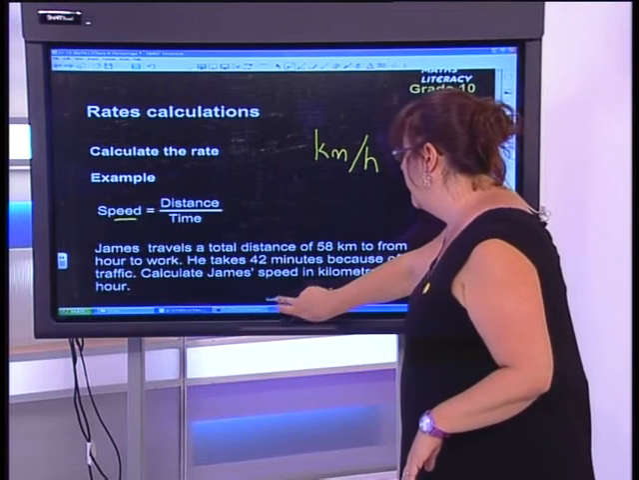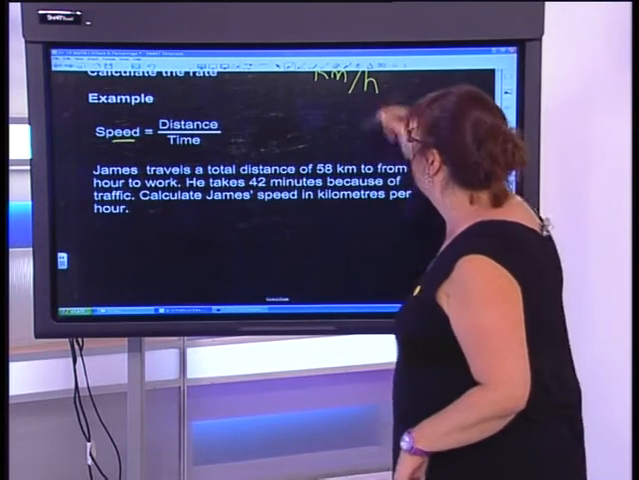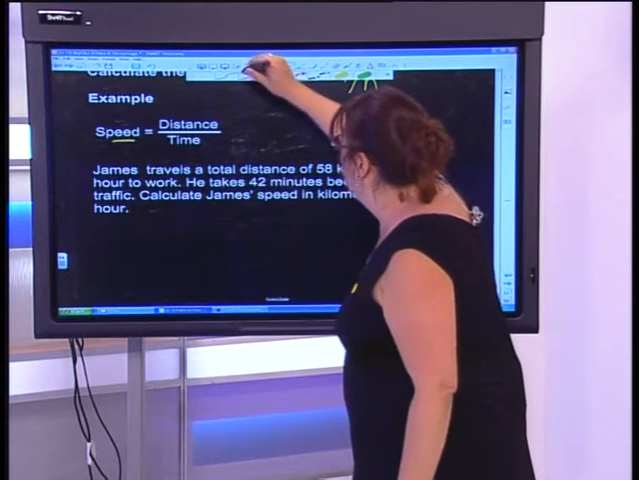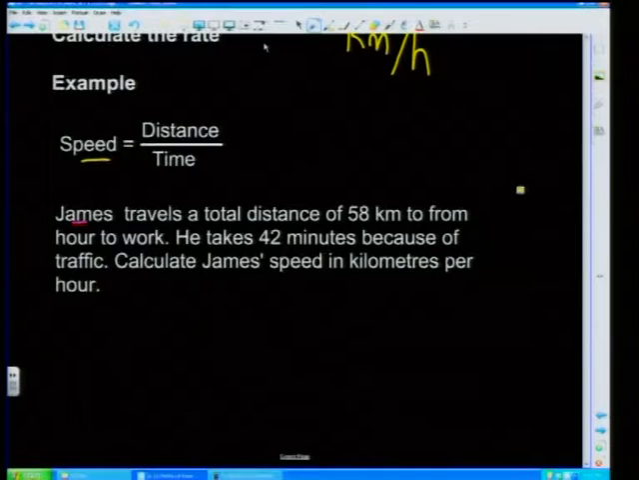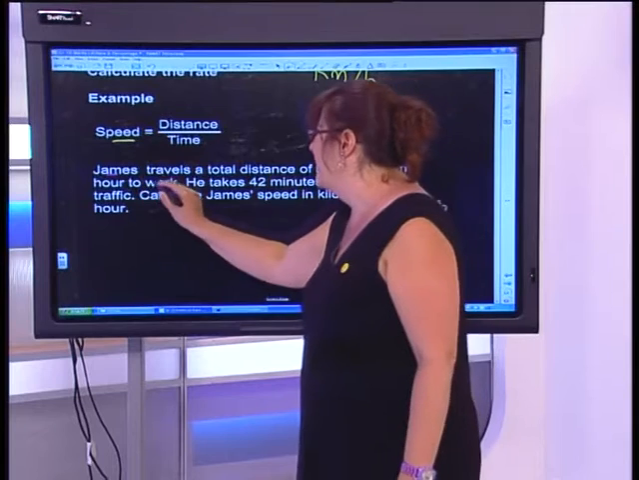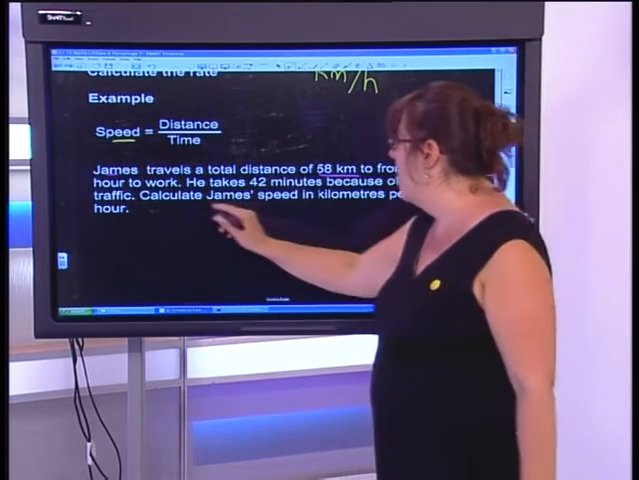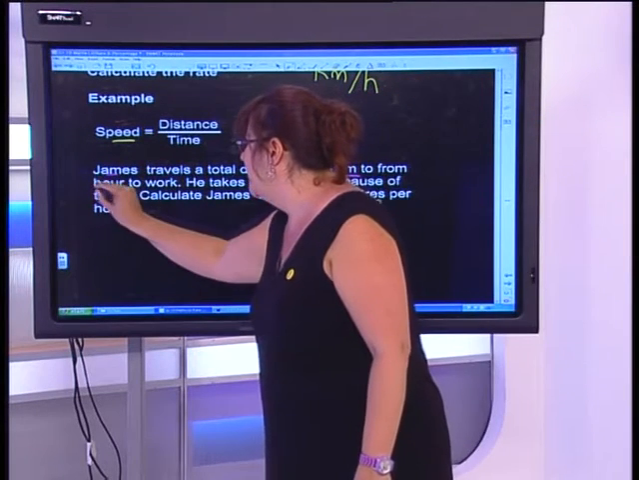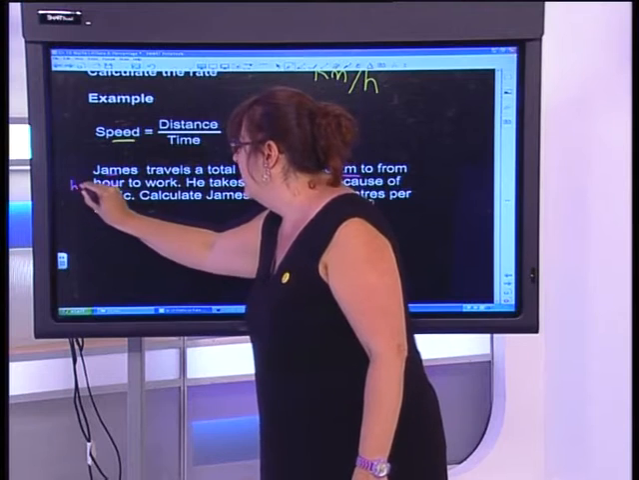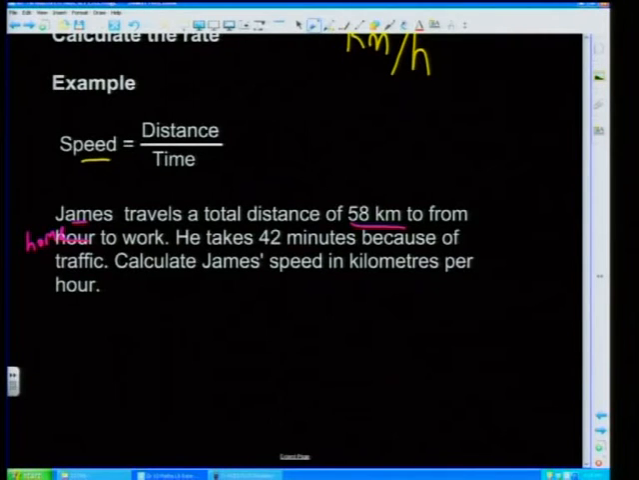So the question says, and I think maybe we should get a little bit more space, and let's change our color. How about pink? Right, James is traveling a total distance of 58 kilometers to and from work. From home to work. I think that should be from home to work. Okay, so maybe let's change this. He takes 42 minutes because of traffic. We need to calculate his speed in kilometers per hour.